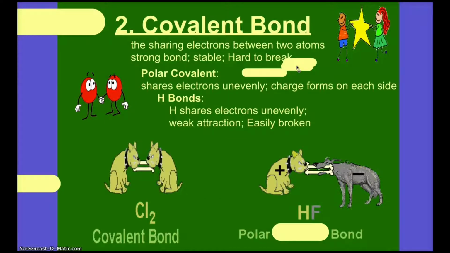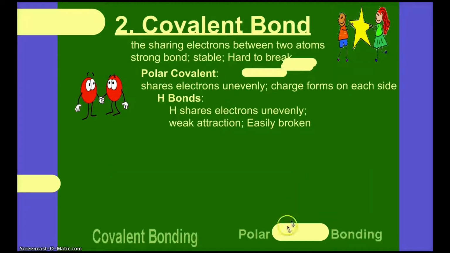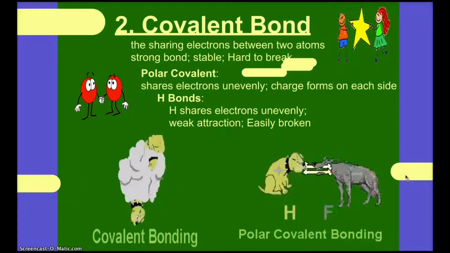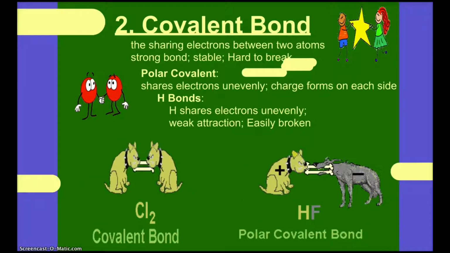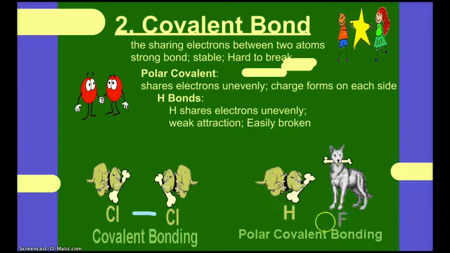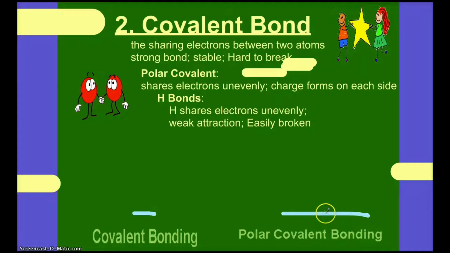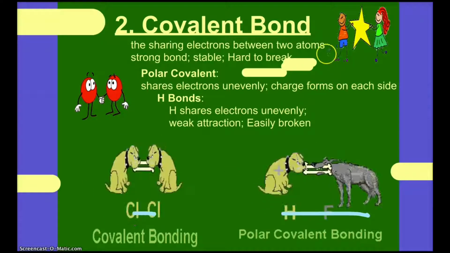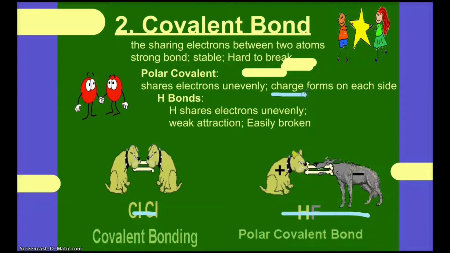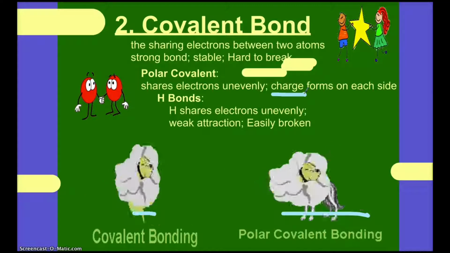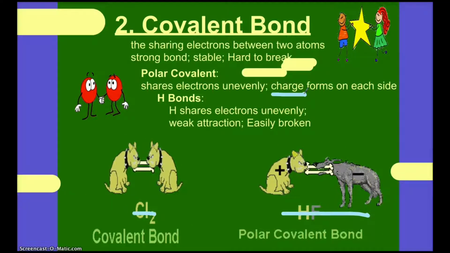They share unevenly. Another example is right here, which you don't have to know these compounds. So right here you can put a line across the compound names because you don't have to know any of those compound names. Now, if you see a covalent bond and you see a charge at the end, you see this word charge, you know it's polar covalent. So if they're sharing and you see a charge on one end, it's polar covalent. If they're sharing and there's no charge, it's covalent.